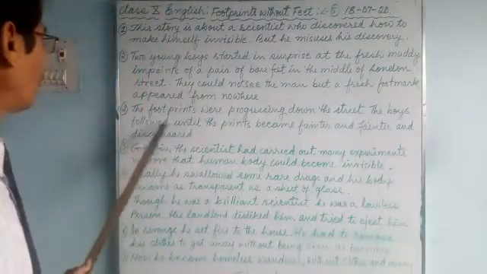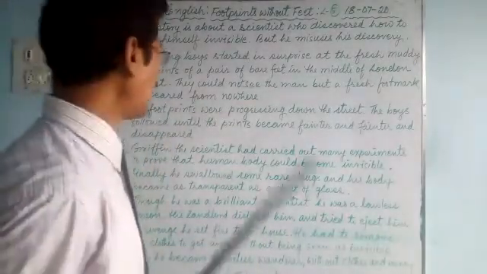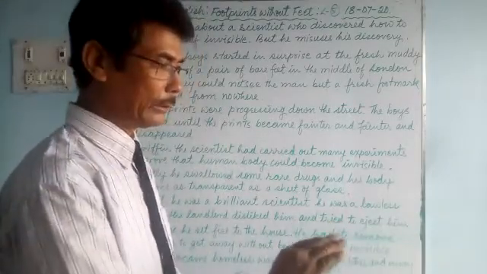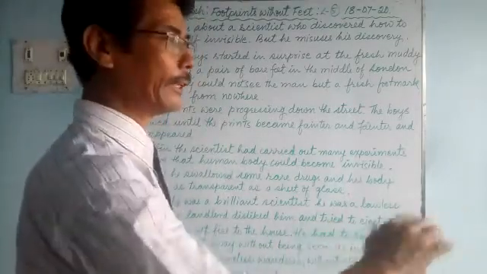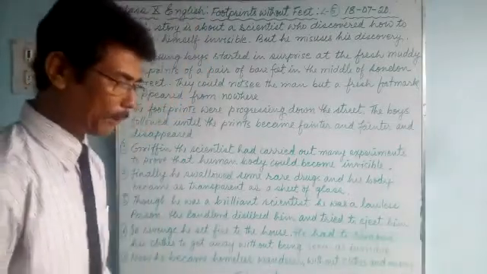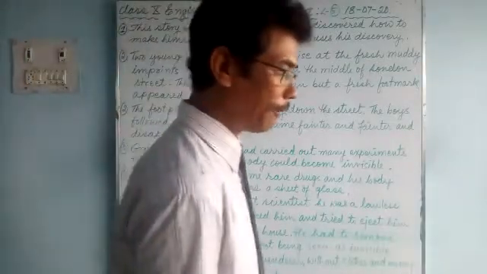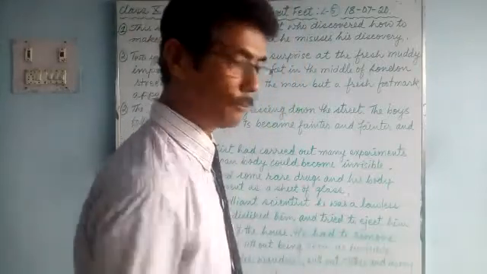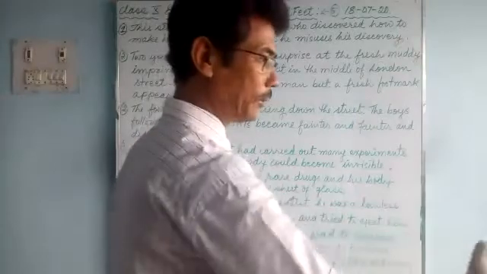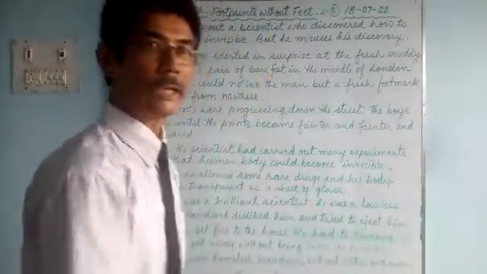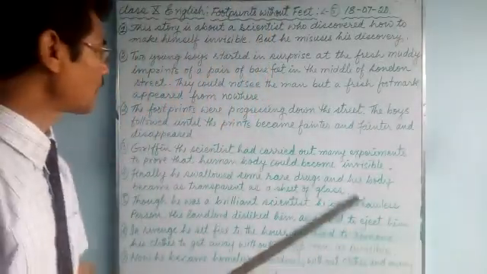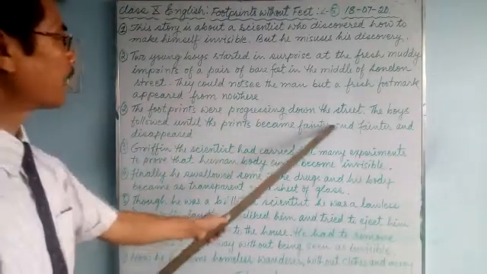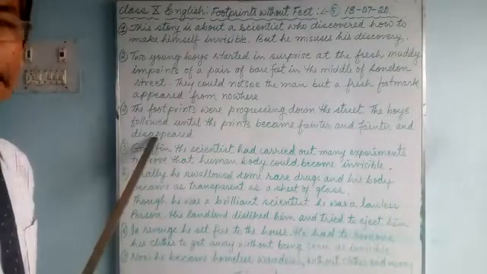The boys followed until the prints became fainter and fainter, not clear. Suppose you step on water and walk a few steps, you can see the footprints of your feet, but after some time the footprints disappear because the water dries up. So the same thing happened over here. The two boys followed until the prints became fainter and fainter and finally disappeared.